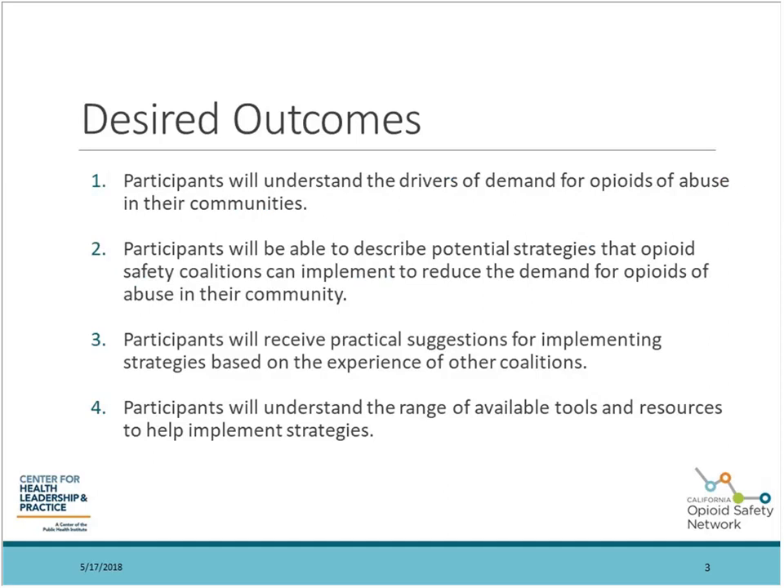So the desired outcomes for today's webinar are that you'll understand the drivers of demand for opioids of abuse in your community, be able to describe potential strategies that coalitions can implement to reduce the demand for opioids, receive some practical suggestions for implementing strategies based on the experience of other coalitions, and understand the range of available tools and resources that we will make available to you to implement strategies.